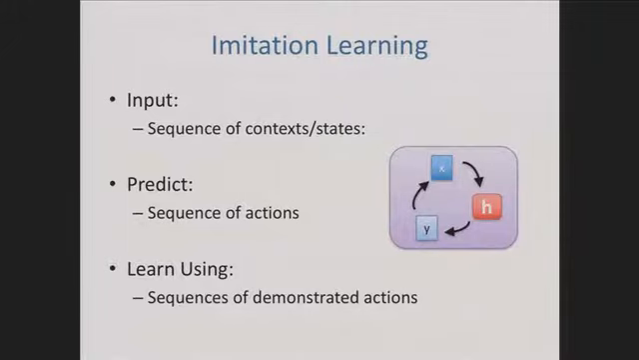In imitation learning, the setting is a little bit more complicated than in basic supervised learning. The inputs are a sequence of contexts or states, which I'll call X here. Sometimes I'll call them S. And the goal is to have a function, also known as a policy, predict a sequence of actions given as input a sequence of states. And one of the things that's often tricky in imitation learning is that the prediction that you make can influence the next state that you observe, right? And so the goal then is to learn in this paradigm using sequences of demonstrated actions.